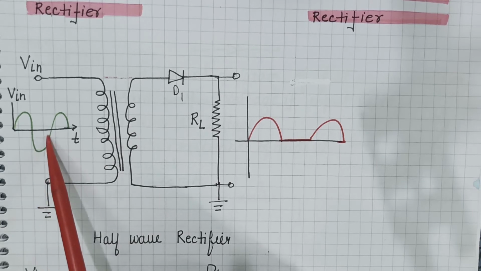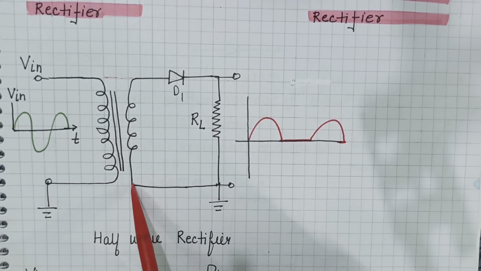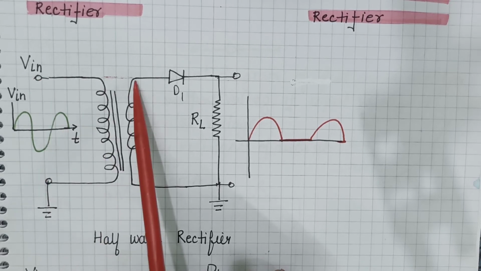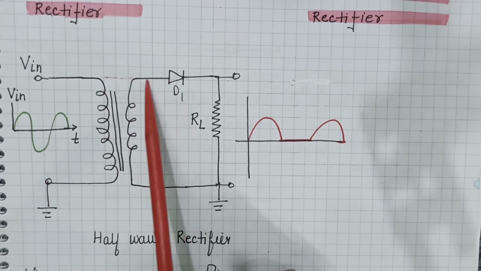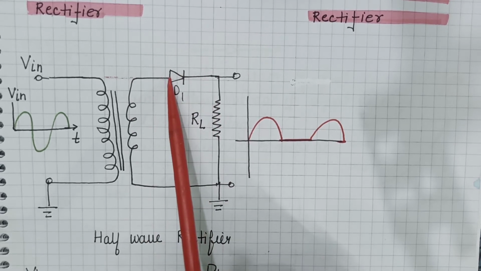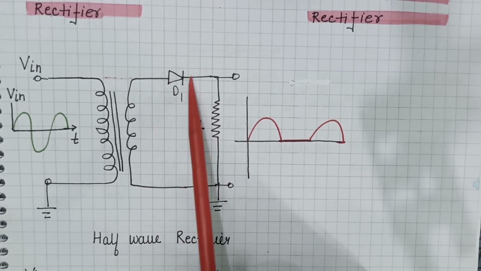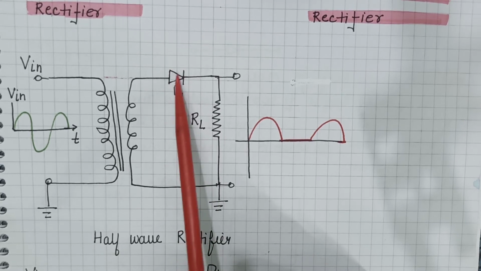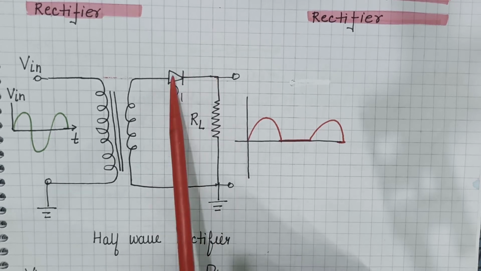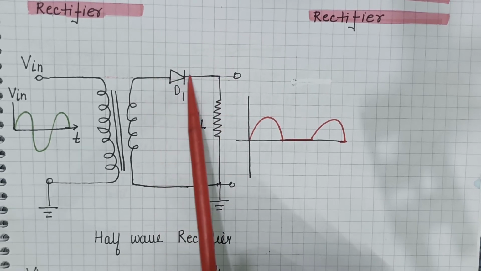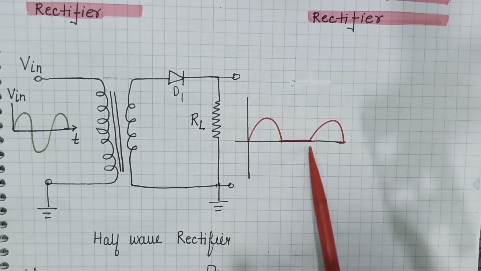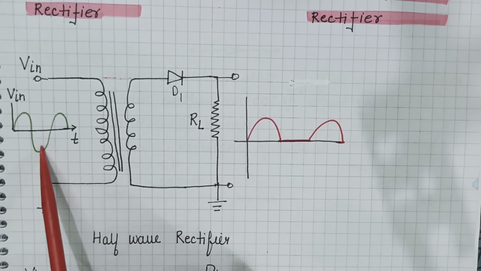But during the negative half cycle, this end is 0 volt, but this end becomes negative. So now the P side is negative, the N side is at 0 volt. So now the P side is at a lower potential than the N side, and it is reverse biased. Now it will offer high resistance in the path of current and will not allow current to flow, like a switch. It is open. So no current will flow through the diode, so no current will flow through the load, and this half cycle will disappear in the output.